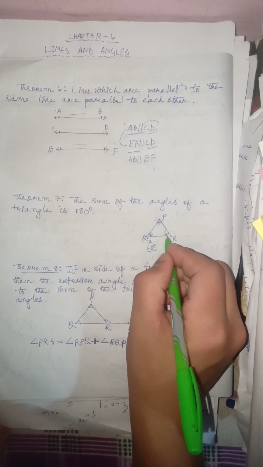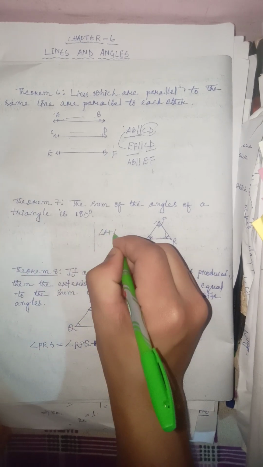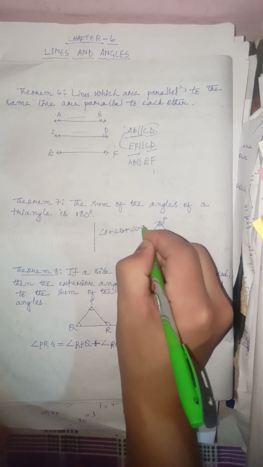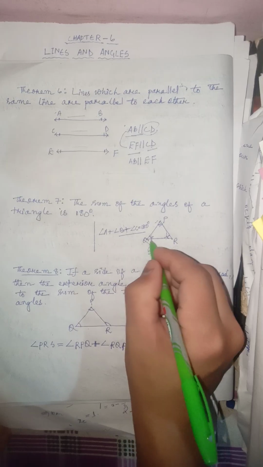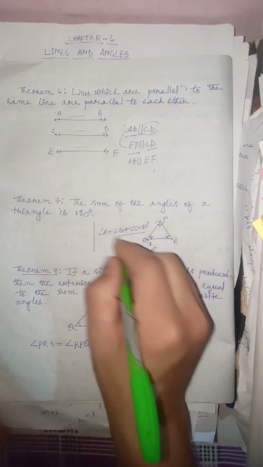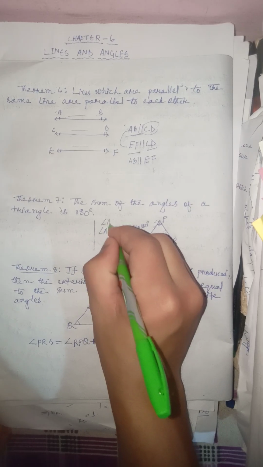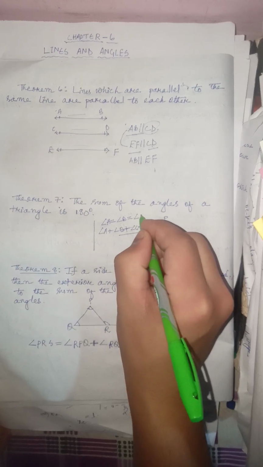Each of these angles will have 60 degrees, which we can prove like this: angle A plus angle B plus angle C equals 180 degrees. But in order to prove how much each angle is, we need to consider this triangle as an equilateral triangle. In an equilateral triangle, all the angles should also be equal.